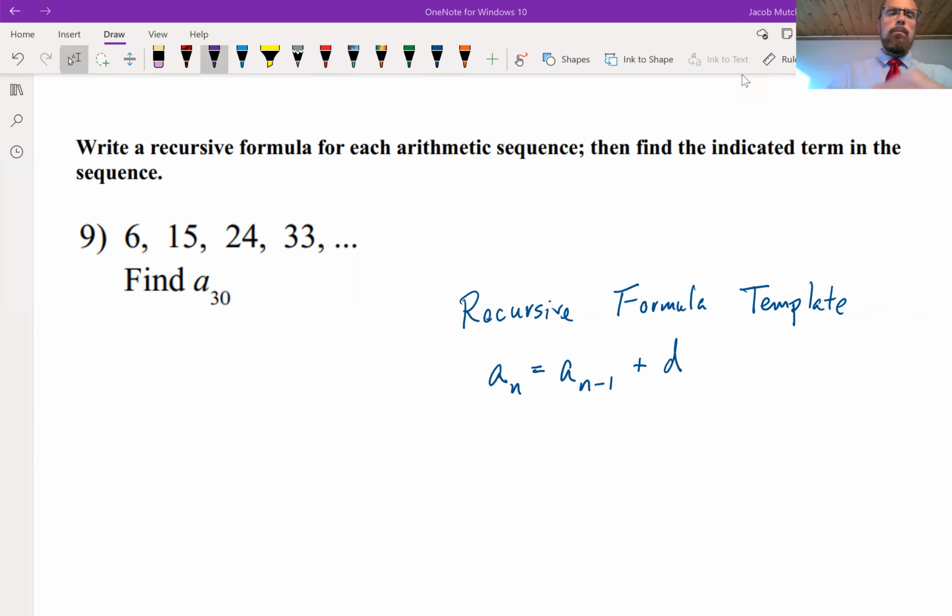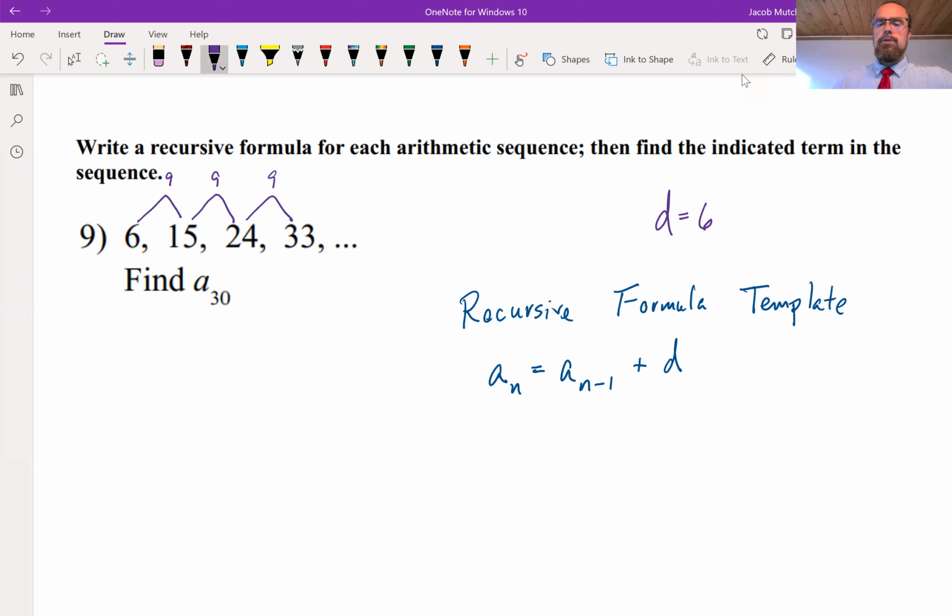So again, we'll take our pairs of terms, 15 minus the one before it, 6. That will give us a common difference of 9. If we subtract our subsequent pairs, 24 minus 15 is also 9. And then 33 minus 24 confirms that that common difference is 9. So I'm going to record that. D is going to equal 6.